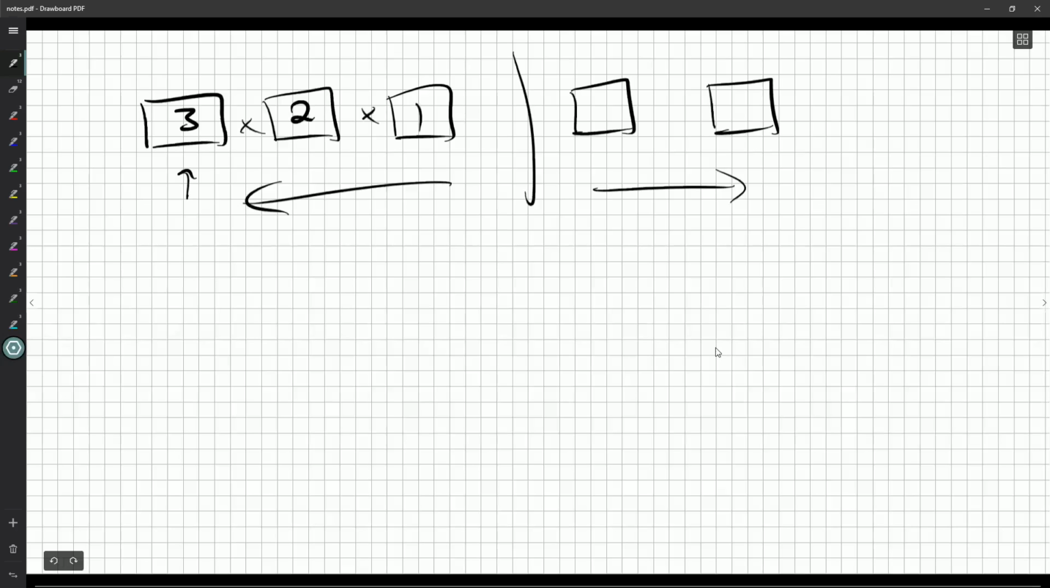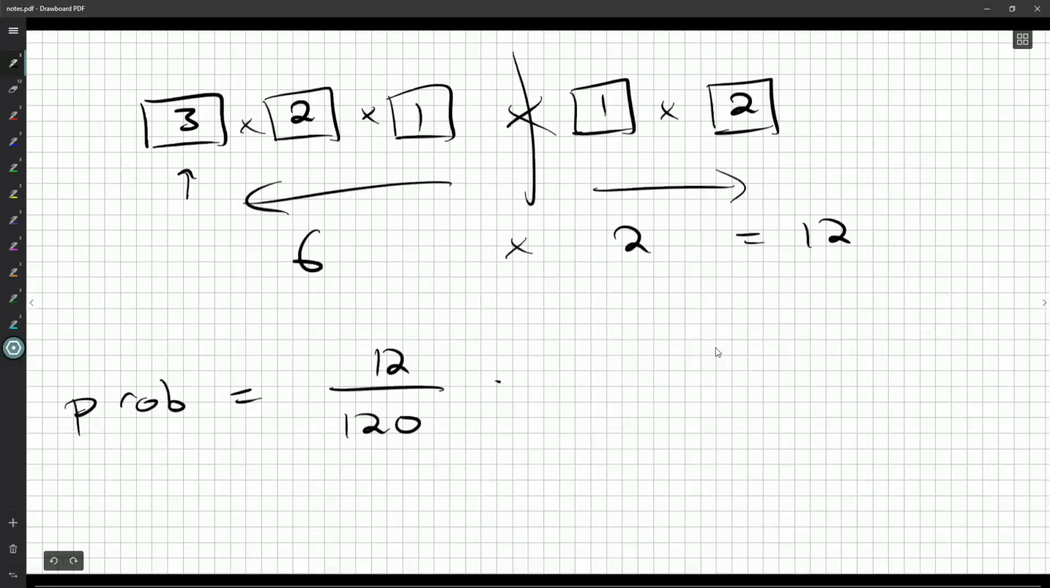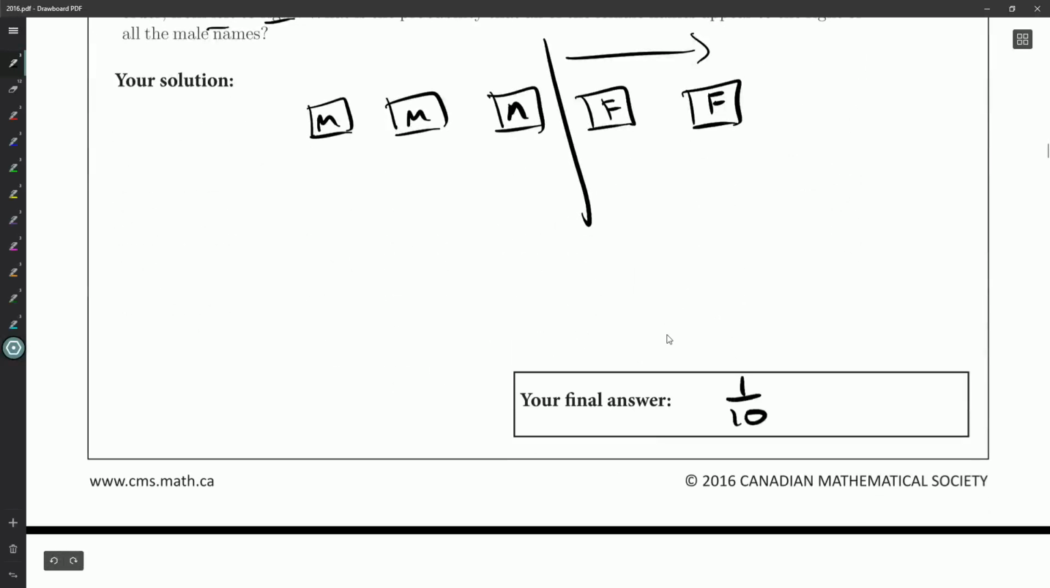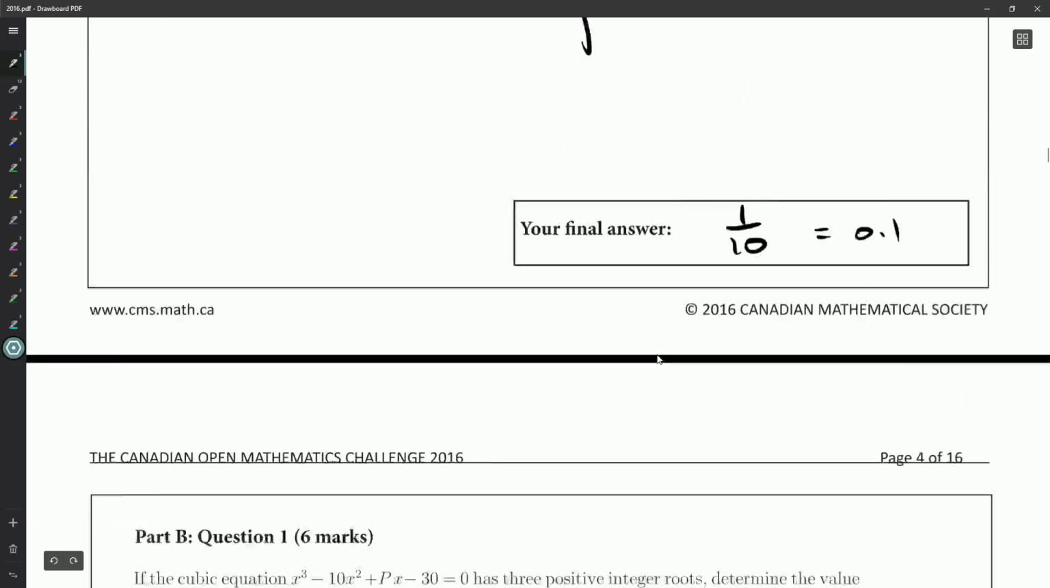Same sort of work with the females. You could come in from the right-hand side if you wanted and say there's 2 possible female name choices for this piece of paper and 1 for this. And we just multiply everything together, so we'll get 6 times 2, which is 12. So the probability is going to be 12 out of the total 120 possible ways, or 1/10, or if you wanted to leave it as a decimal, 0.1. Okay, so 0.1, we'd fill that in as our probability. And there we go, and that wraps up part A.